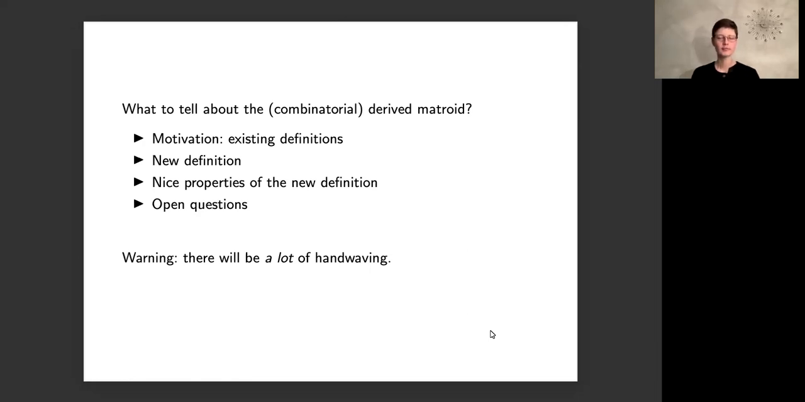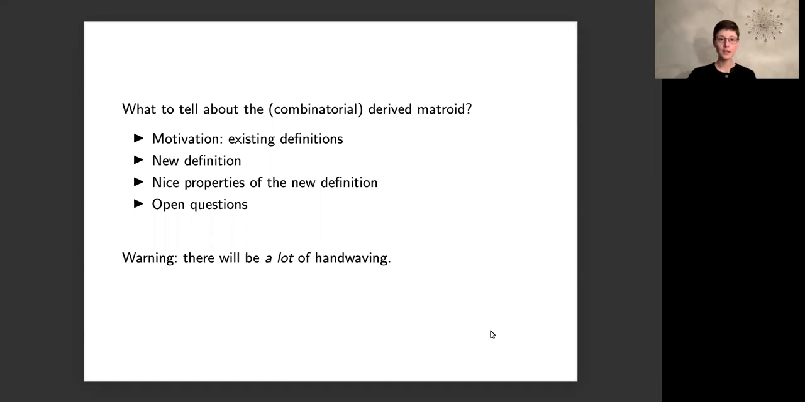And I will tell you what ideas there have been to construct a derived Matroid, and then propose a new one and explain why it has some nice properties. I finish up with some open questions. Some of them are, how do they relate to the previous definitions? But it will be made clear, hopefully, why we tried something else.